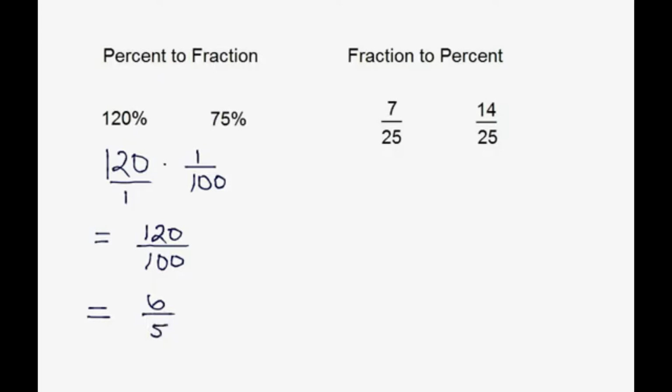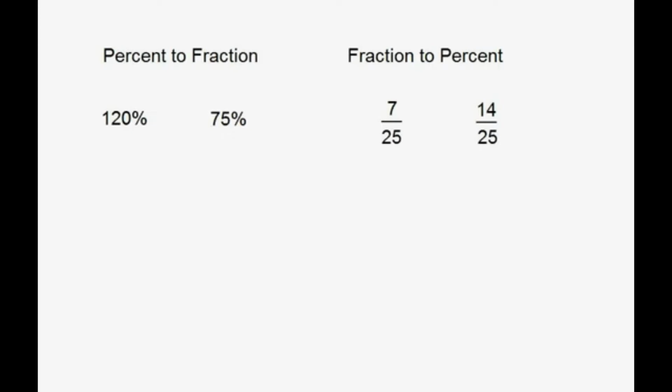Our next example is 75%. We're going to convert this percent to a fraction. The first step is to drop the percent sign and then multiply the number by 1 over 100.